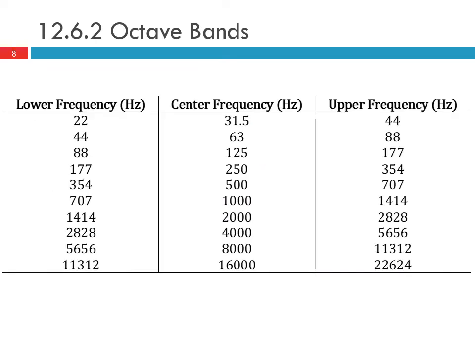This is a table showing the lower frequency, center frequency, and upper frequency for these full octave bands. For example, this one here would be called the 1000 hertz frequency band, and it would hold all frequencies from 707 hertz up to 1414 hertz.